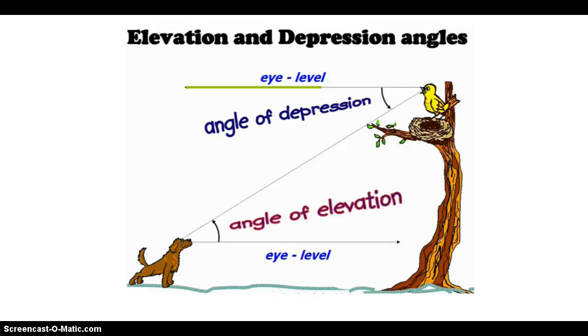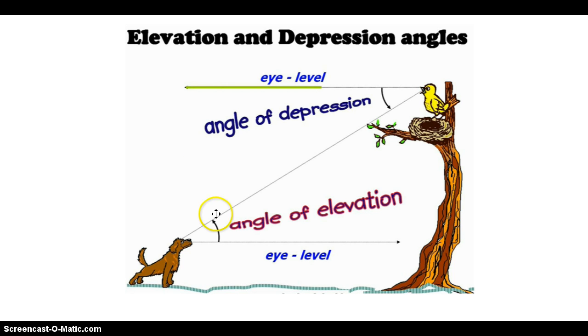So as we begin word problems applying the right triangle trig ratios, we need to become familiar with some vocabulary, and that's angle of elevation and angle of depression. These two angles are actually very similar to each other. Not just similar, they're actually congruent to each other.